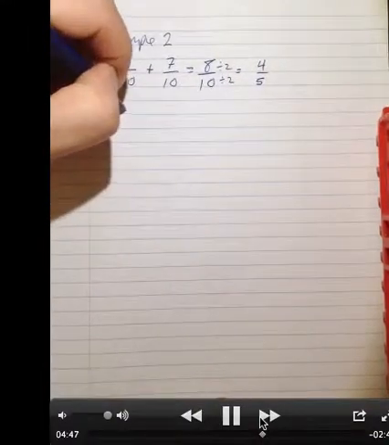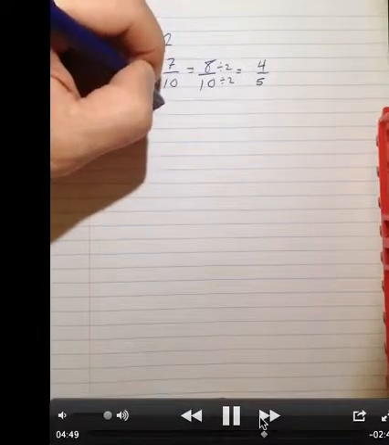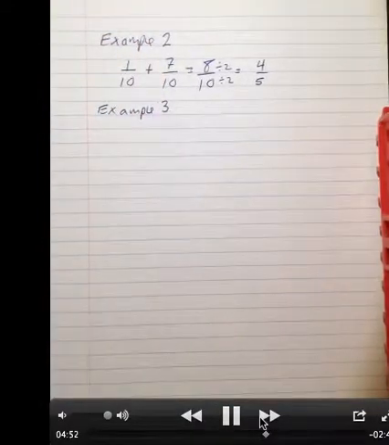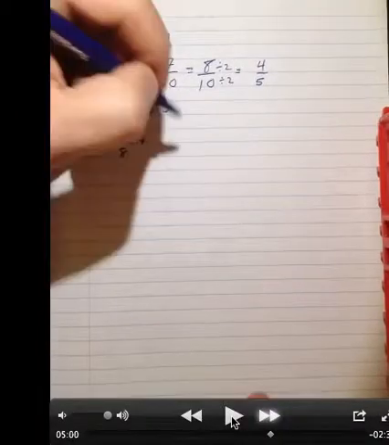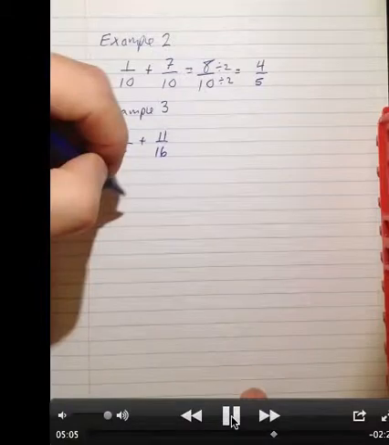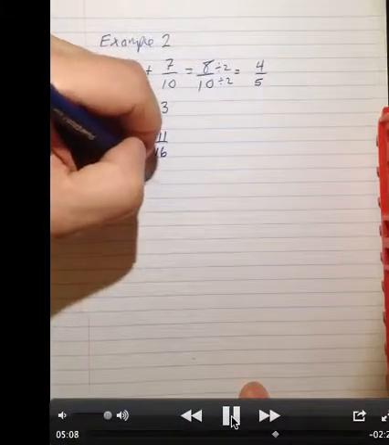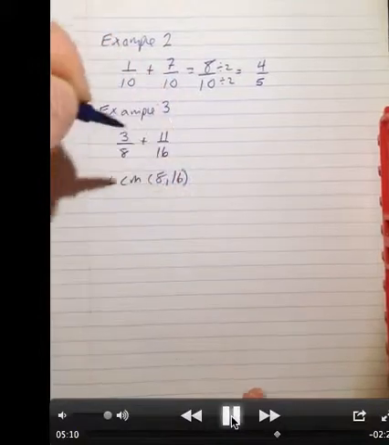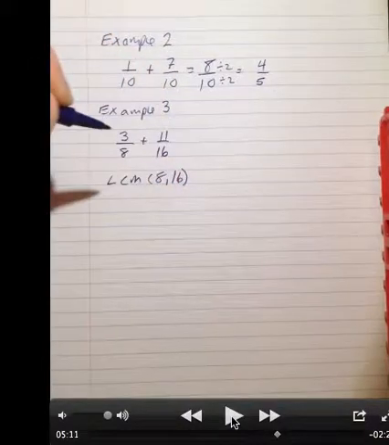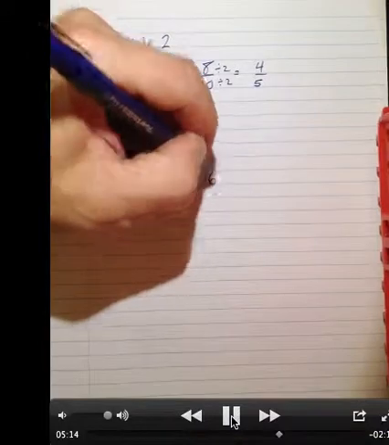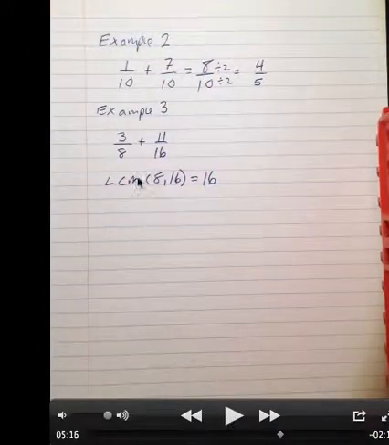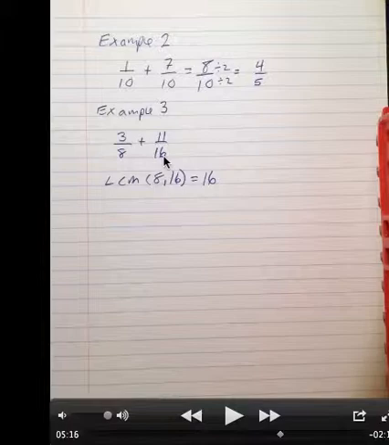Example 3, we're going to add 3/8 plus 11/16. So we have to find the least common multiple of 8 and 16, the smallest number that both 8 and 16 go into. The smallest number that both 8 and 16 go into is 16. So that means we're going to change this to 16ths, already done, and 3/8 to 16ths.